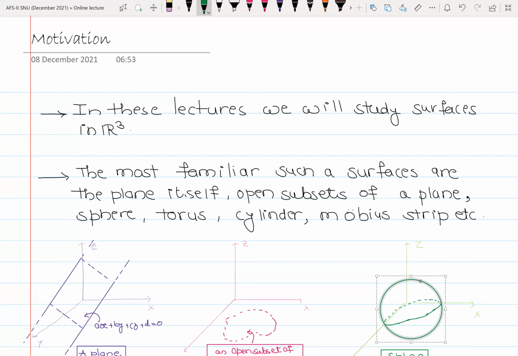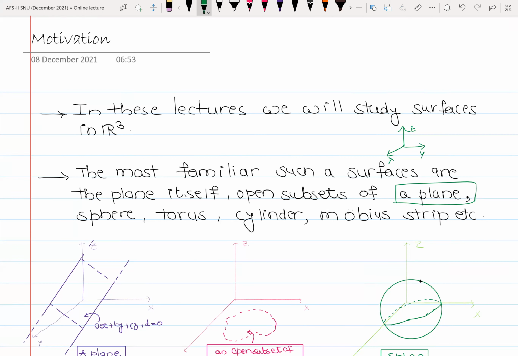We know what a plane is. So can anybody tell me what is the equation of a plane, or how you realize a plane inside R3? Inside R3, can you tell me what is the equation of a plane? How do you determine a plane? Do you know one example here? Yes.